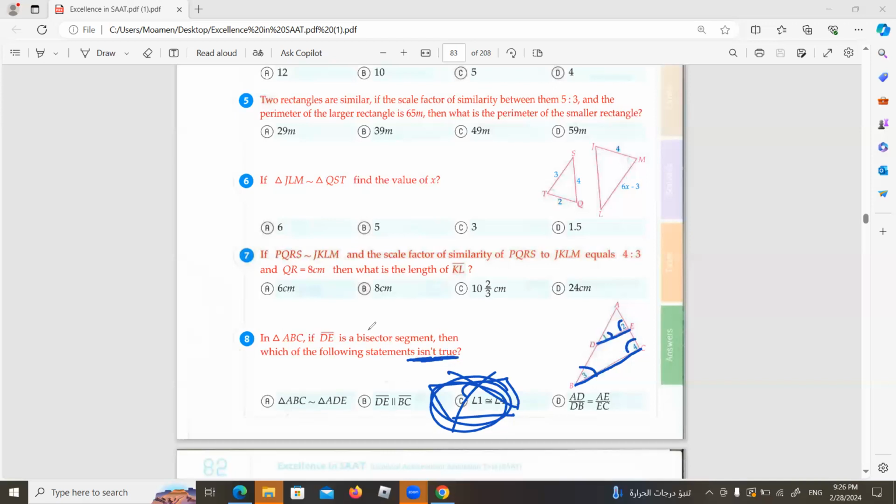Okay, my dear students, this is the end of this session. In this session, we talked about similarity in triangles and similarity in polygons, and we solved some problems related to this part. Inshallah, the next session will talk about the conic sections: the parabola, hyperbola, ellipse, and the equation of the circle. This is a very important part, and this is the last part in geometry.